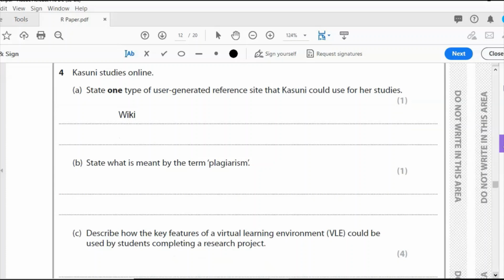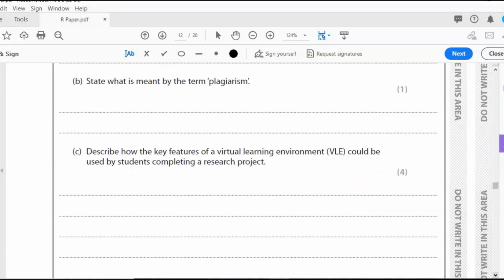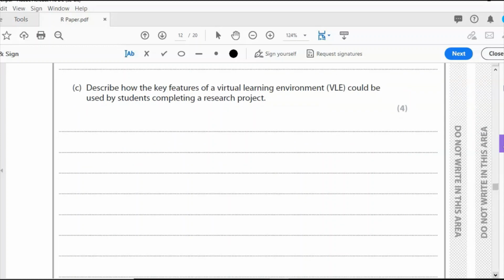B. State what's meant by the term plagiarism, something I hope you never do. It's copying others' work and presenting it as your own. So my answer is, it is copying others' work and presenting it as your own. C. 4 marks. Describe how the key features of a virtual learning environment, VLE, could be used by students completing a research project. So with the virtual learning environment, there's various different ways you can do that, and there's probably different ones in different schools, colleges.